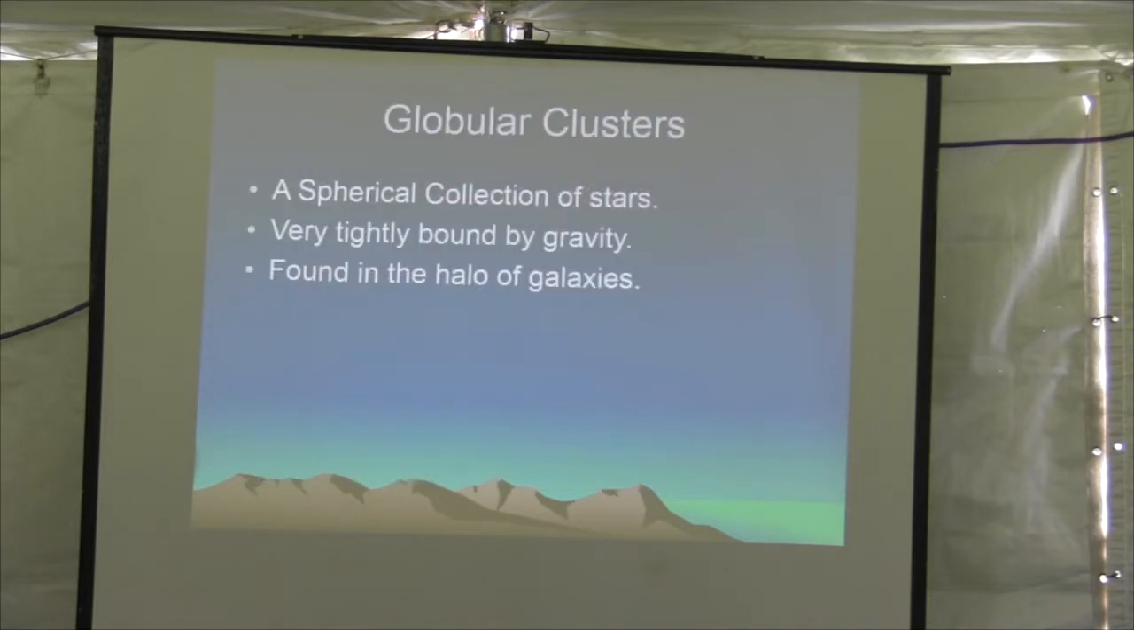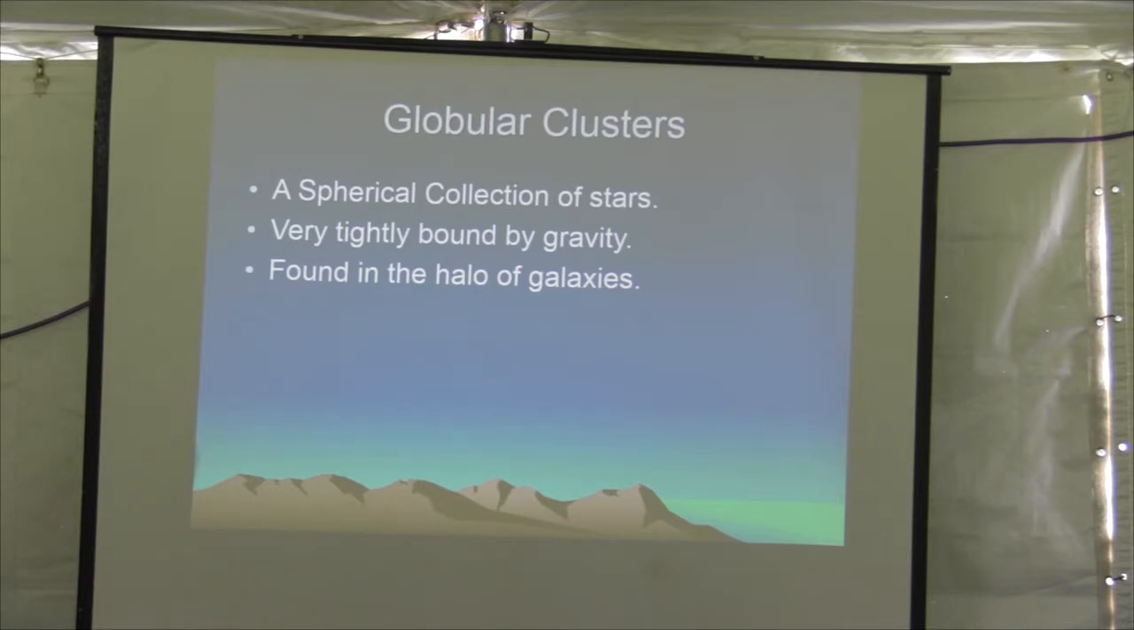All right, so now we're going to talk about the next grouping of clusters. They're called globular clusters, and they are a spherical collection of stars. That's why they're called globular, because they look like a globe. They're very tightly bound by the gravitational forces within that cluster, and they're found usually in what's called the halo of galaxies, which is usually in the center area of a galaxy.